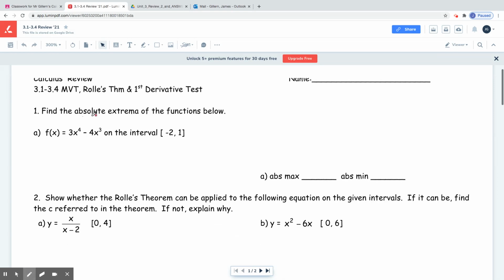All right. So finding absolute extrema. That means we're finding the absolute max and the absolute min. So remember, absolute max and mins only occur on critical values or the endpoint. So the first thing we have to do is find the derivative. The derivative of 3x to the fourth is 12x cubed. The derivative of negative 4x cubed is negative 12x squared. Set that equal to 0.